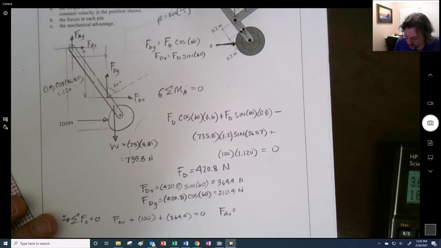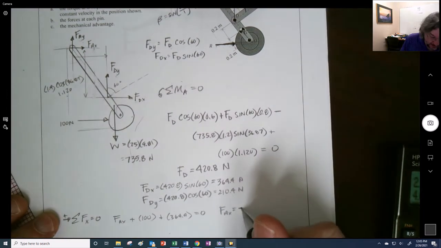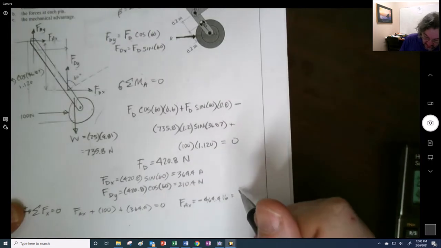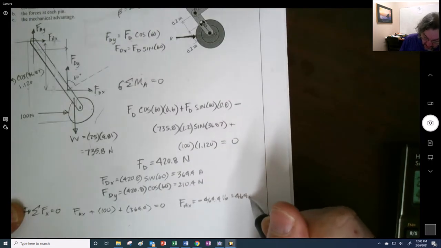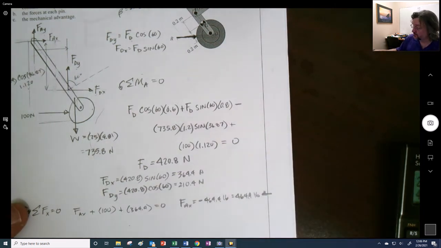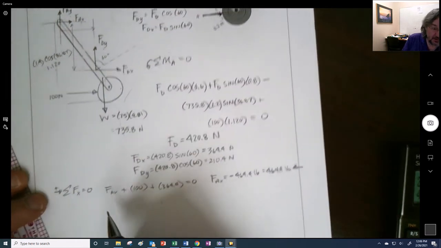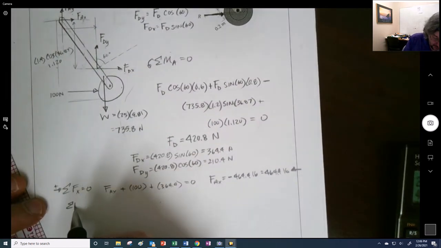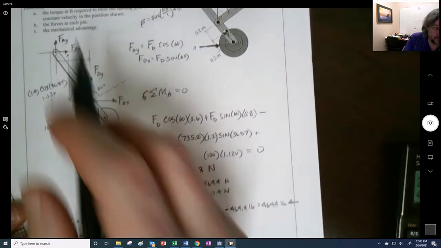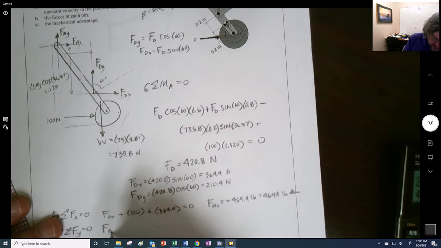We add 100 to it. We could do that in our heads, and we get negative 464.4 pounds. So obviously 464.4 pounds going the other direction, right in there. And now the sum of the forces in the y direction. So let's see, I chose upwards as a default.